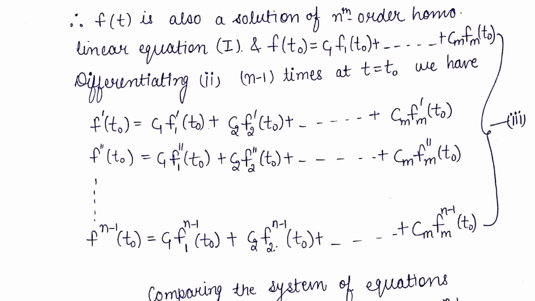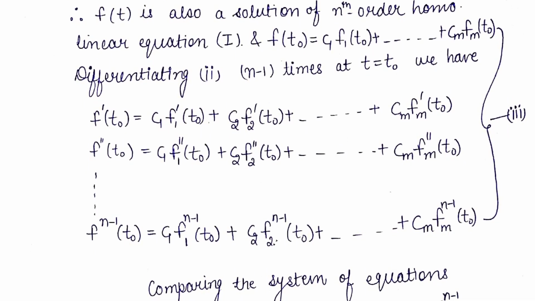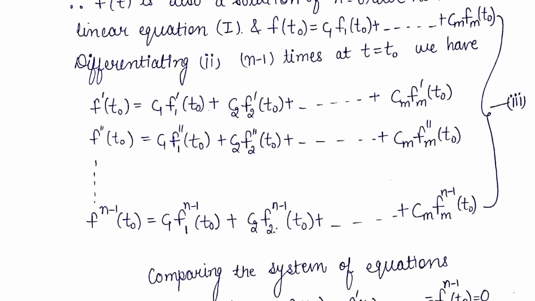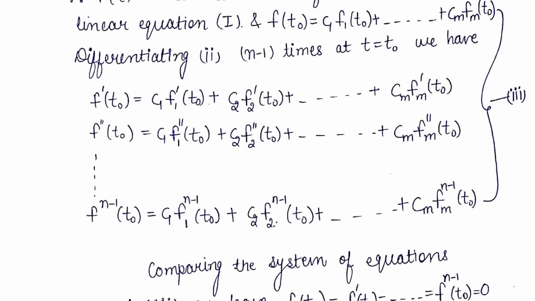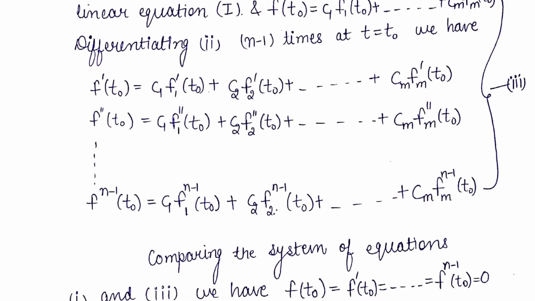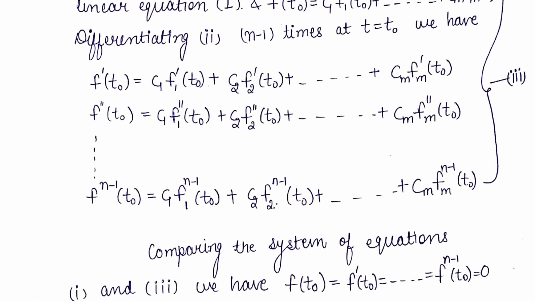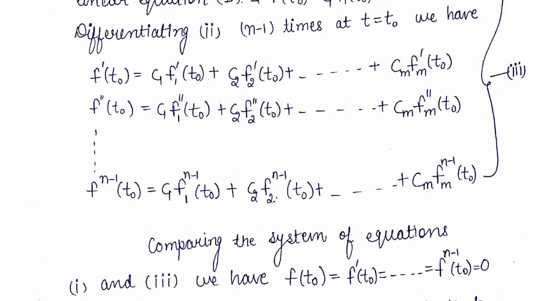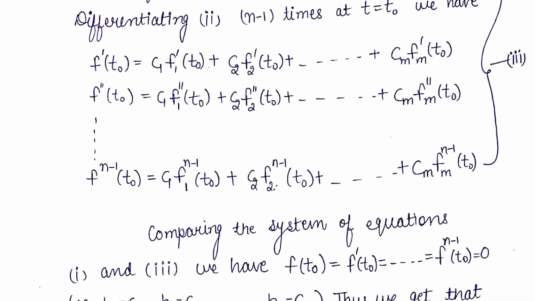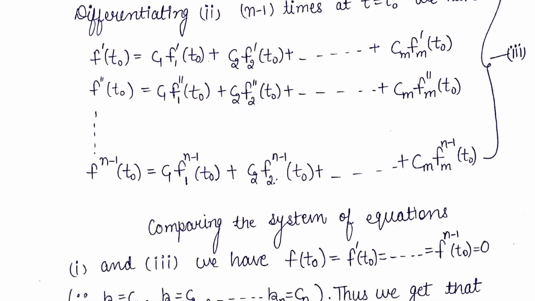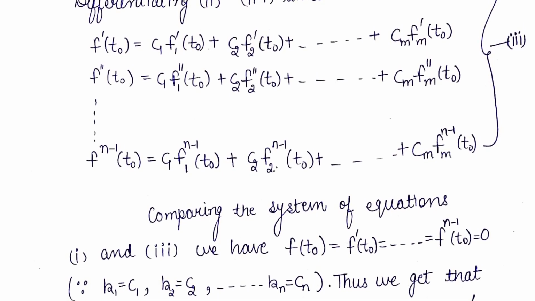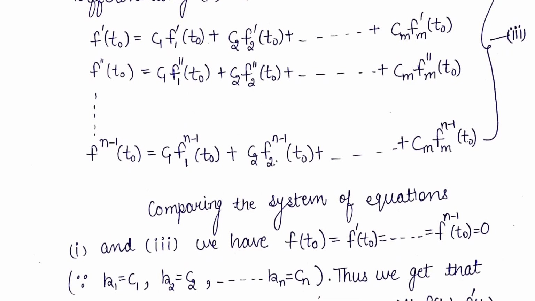And if you differentiate the equation 2 n minus 1 times and evaluate the derivative at t is equal to t naught, you will get the equation f n minus first derivative at t naught is equal to c1 f1 n minus first derivative at t naught plus c2 f2 n minus first derivative at t naught plus cm fm n minus first derivative at t naught. And you name these n equations. First equation f t naught, second f dash t naught, third f double dash t naught, and nth f n minus 1 derivative at t naught. This system of equations as 3.